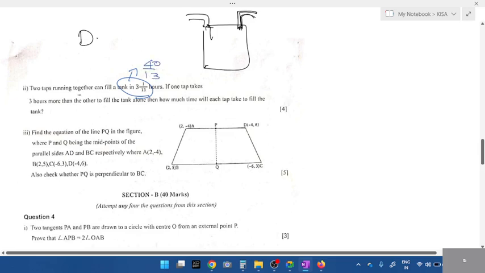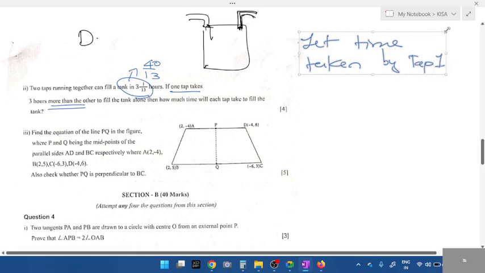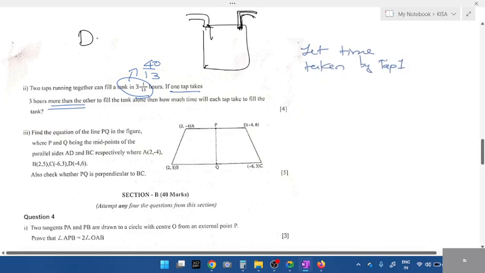See, now one tap is open, students, and there is another tap. If one tap takes 3 hours more than the other tap. So first thing, time, students. Here one tap takes 3 hours more, that is time. Let the time taken by tap 1 be x. You'll have a value.